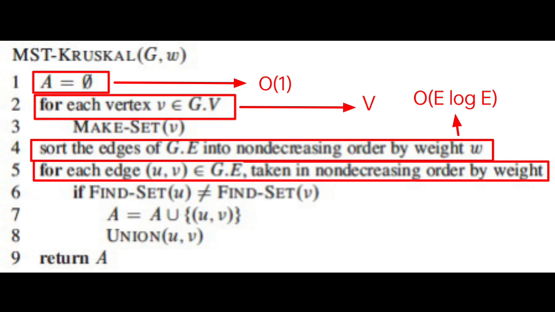Line number 5 is a for loop which examines the edges of the graph one by one, and hence this for loop runs E number of times, where E is the number of edges in the graph. Now let's move to line number 9, which is a return statement and hence the time complexity O(1). Now let's examine the couple of statements which we have skipped.